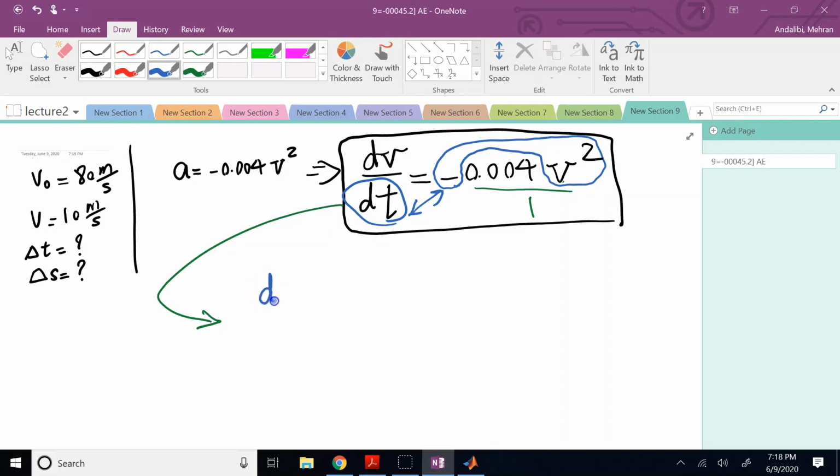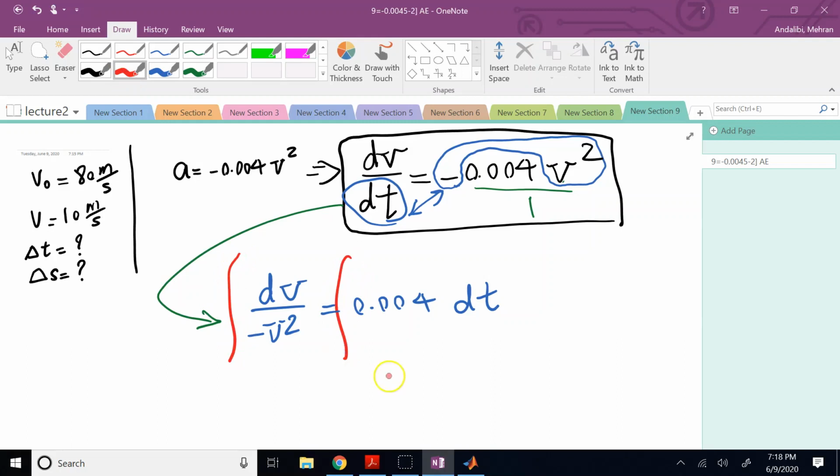So you're going to get dv over negative v squared is equal to 0.004 dt. Yes? This is called separation of variables. Here is all v, here is all t. Now, when that's happening, I can integrate both sides. This goes from initial time 0 to the final time t that I don't know. This goes from initial velocity 80 to the final velocity 10 that I do know.